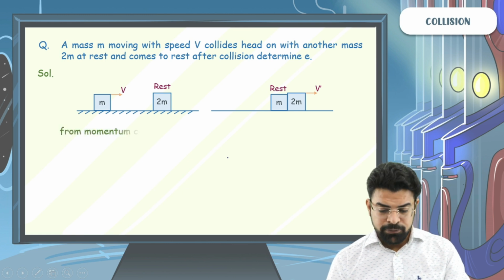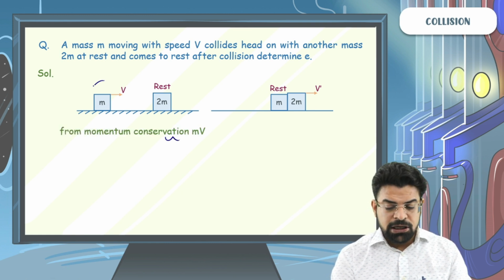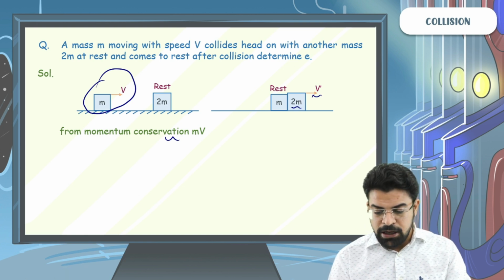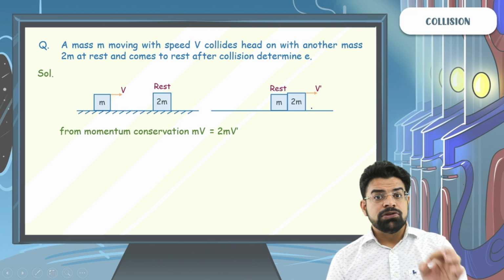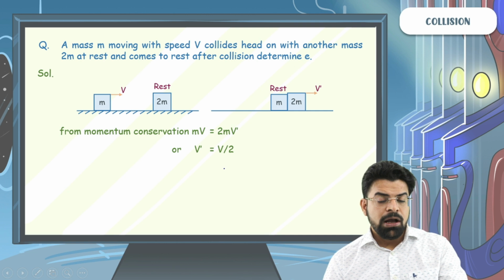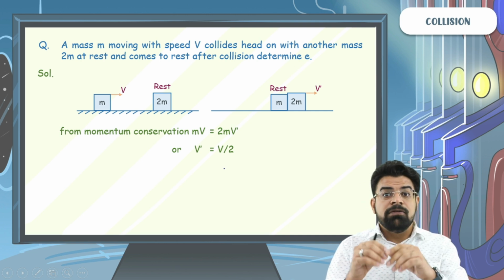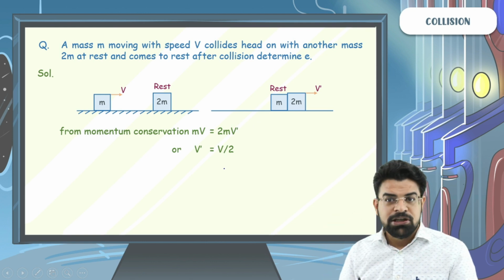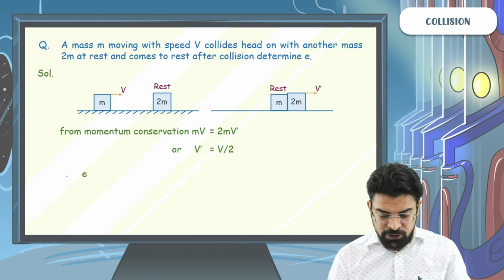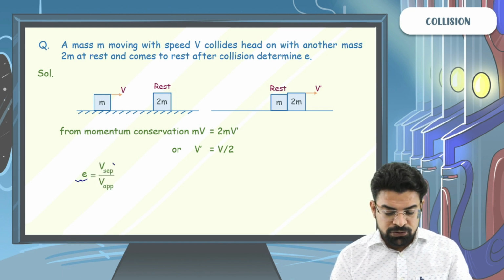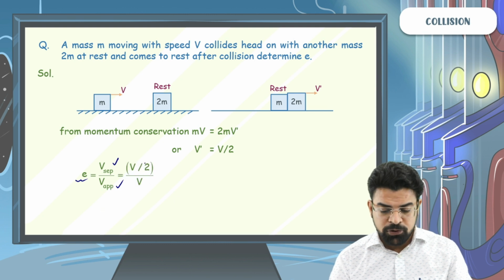So from momentum conservation, initial momentum of system mv equals final momentum of system, that is 2mv dash. Since mv equals 2mv dash, we know that v dash will be equal to v by 2. Now we know the velocity of approach, which is v, and the velocity of separation, which is v dash. So the coefficient of restitution equals velocity of separation upon velocity of approach, that is v by 2 by v, which equals half.